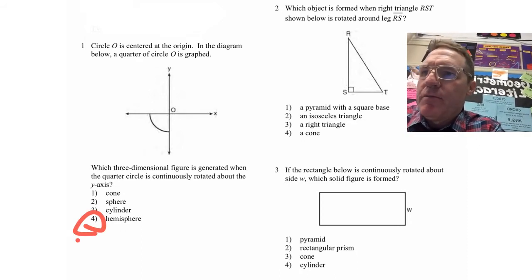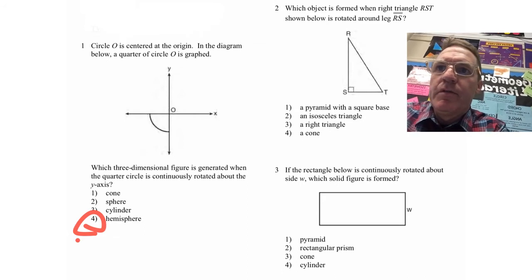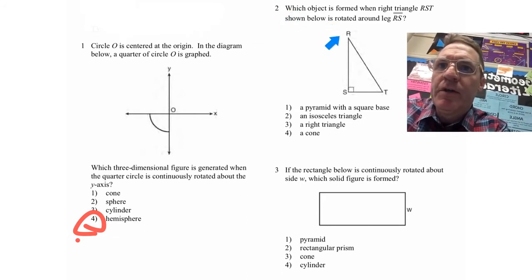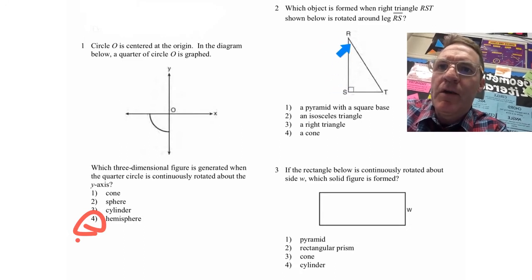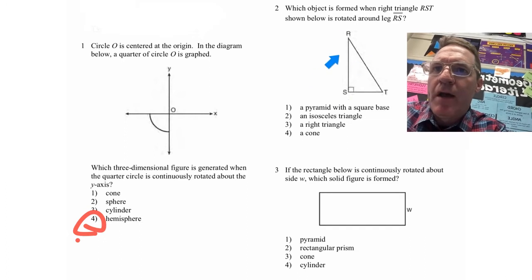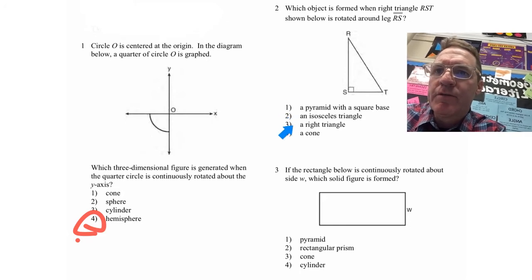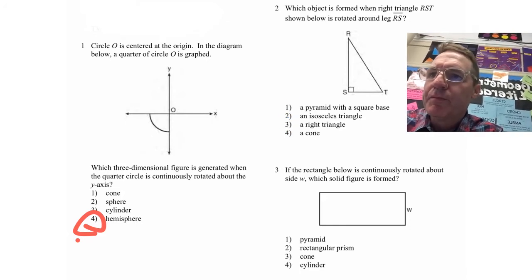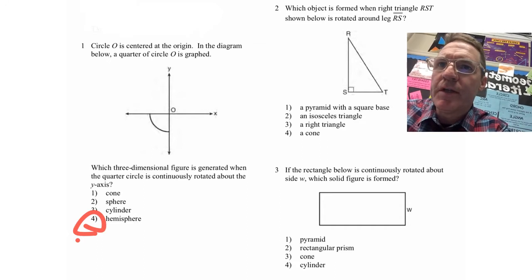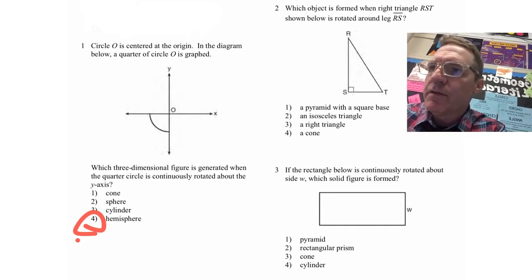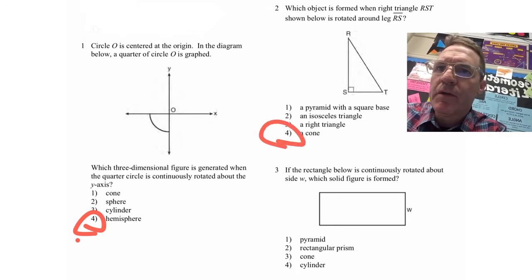So let's look at the next object. Which object is formed when right triangle RST shown below is rotated around this leg RS? If we were spinning this right triangle around this leg here, it's just going to create a cone. It's not going to create a pyramid or an isosceles triangle or a right triangle because it's going to be continuously rotated. That's what the key is. So let's go ahead and circle that one, cone.